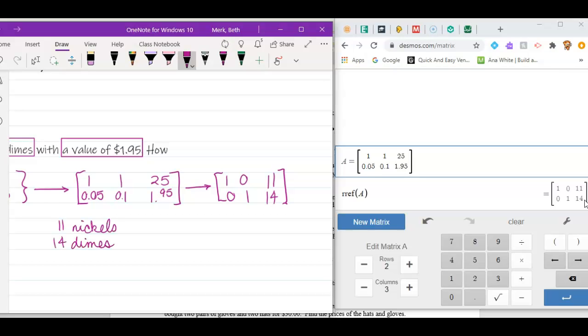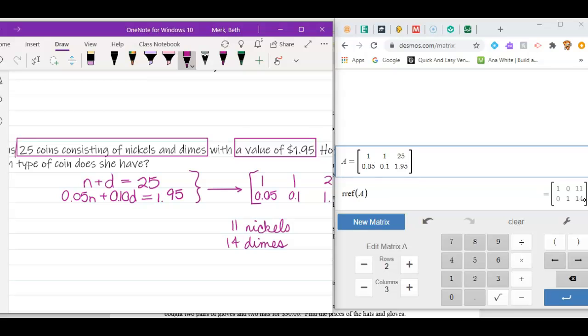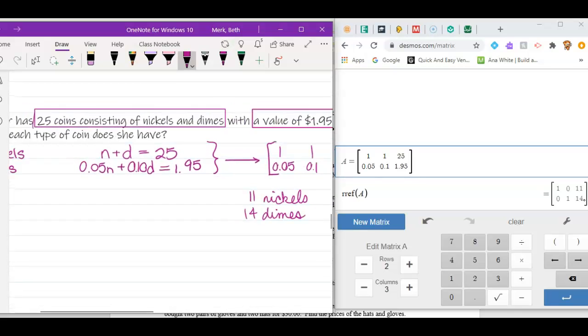And you can check it. If you take 11 plus 14, do you get 25? Yeah. If you have 11 nickels and $1.40 in dimes, is it $1.95? It sure is. So we know we're right.